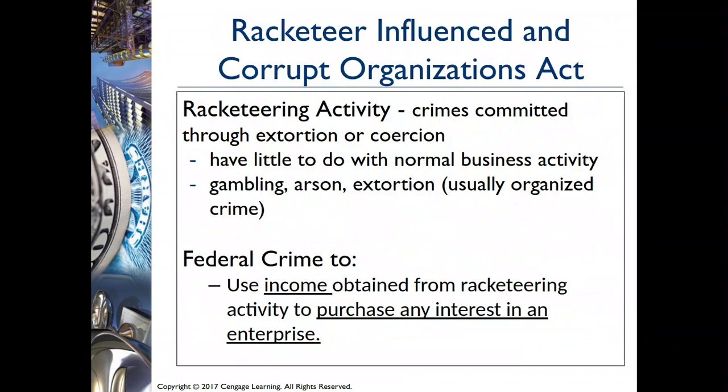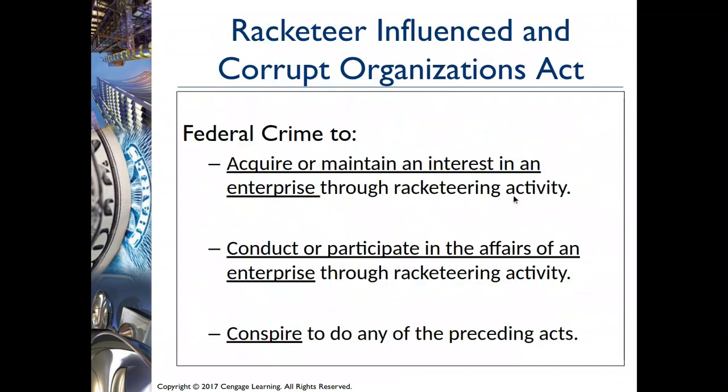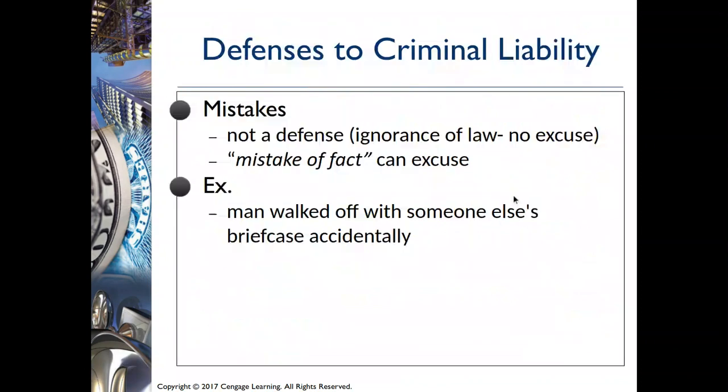It is a federal crime to use income obtained from racketeering to purchase any interest in the enterprise. It is also a federal crime to acquire or maintain an interest in the enterprise through racketeering activity, conduct or participate in the affairs of the enterprise through racketeering activity, or to conspire to do any of these previous acts.